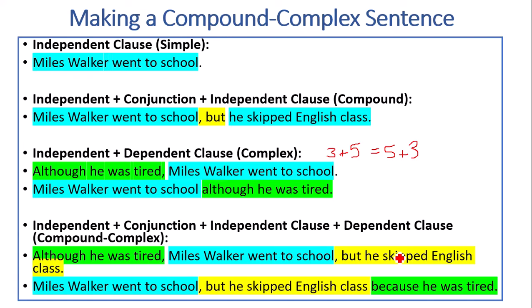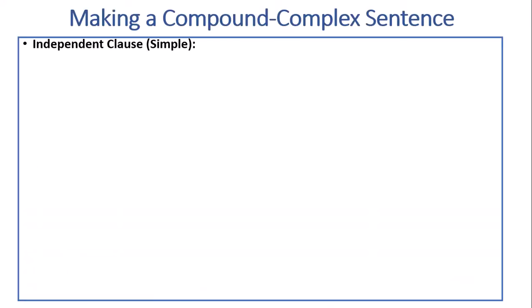Miles Walker went to school, but he skipped English class because he was tired. Here we have the independent, the conjunction, the second independent, and then the dependent. Independent, conjunction, and independent. So again, just switching up the pattern a tiny bit to move things around, but it's the same idea.